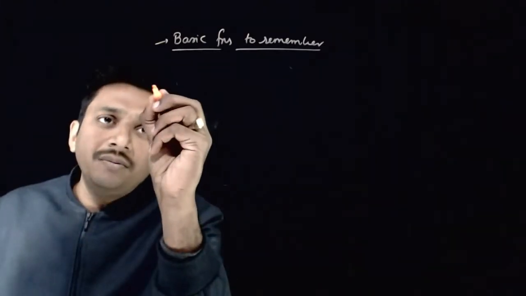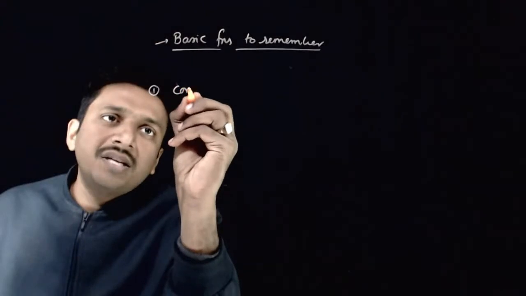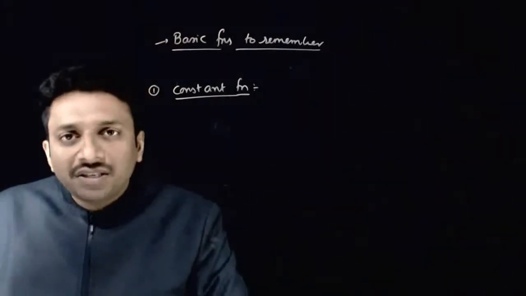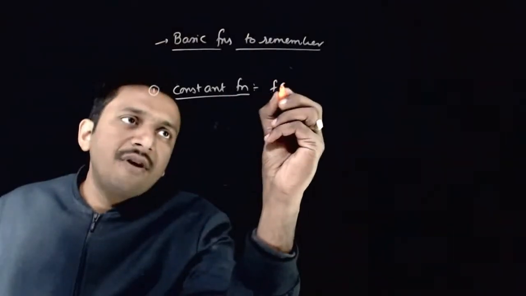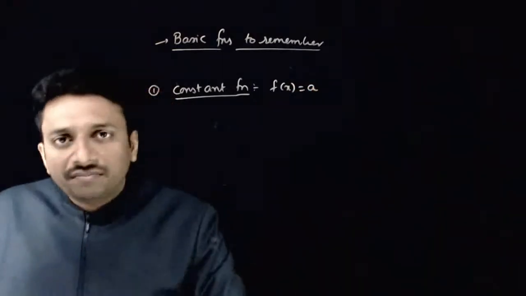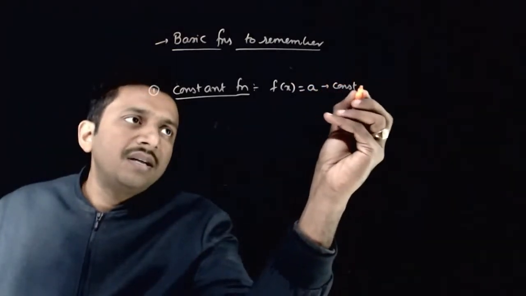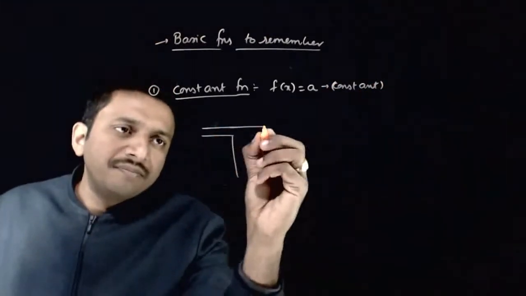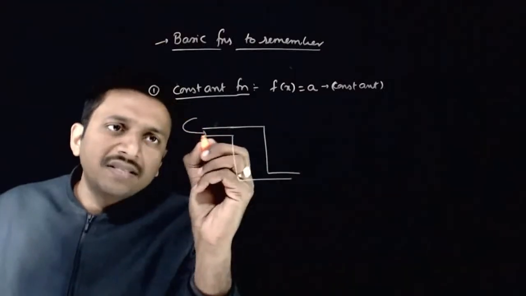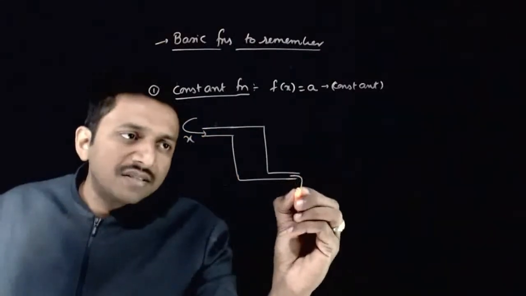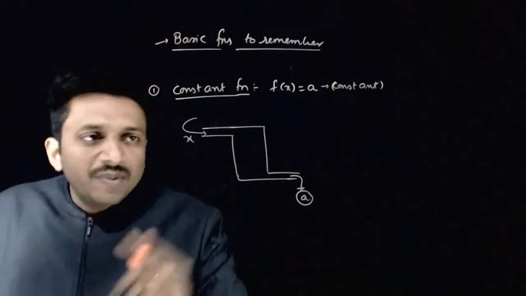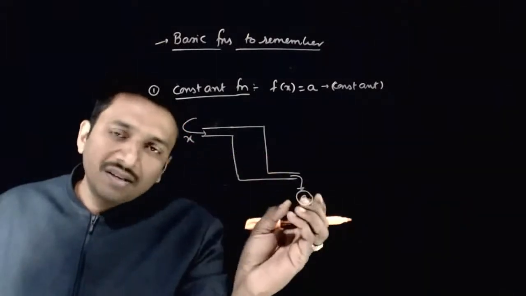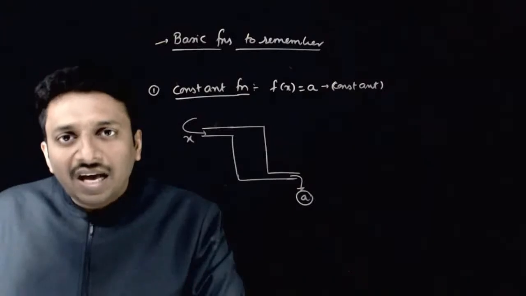So the first function that we are going to study is the constant function. The constant function is a very simple function. It is defined as f of x is equal to a, where a is some constant. That means if you take the machine interpretation, whatever x goes inside this machine, always a fixed number a comes out. This machine does not do anything. Whatever number goes in, irrespective of what goes in, you always get the constant a as the answer.